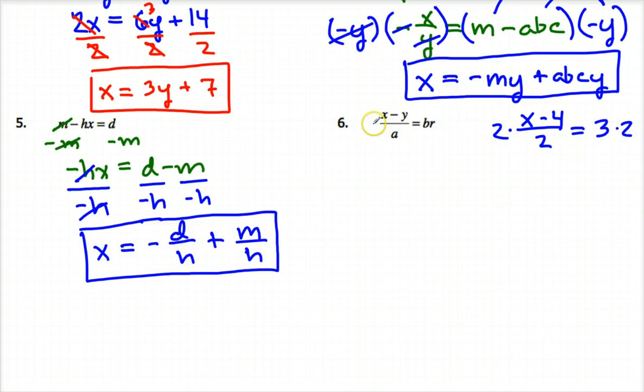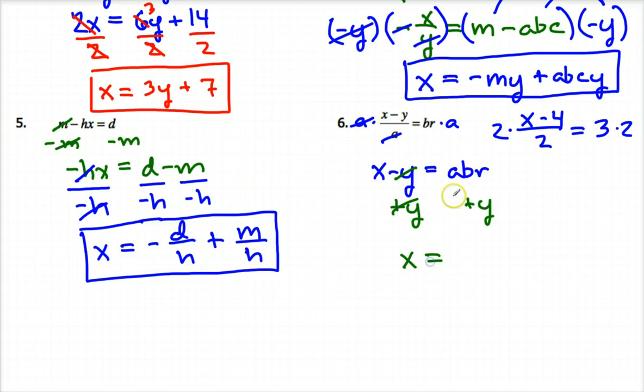For this problem here, I'm going to multiply both sides by a to get rid of this a in the denominator. So that's going to give me this. The quantity x minus y equals just ABR. And then what I can do is I can add y to both sides. So that's going to get x by itself, and I'm going to get x equals ABR plus y.